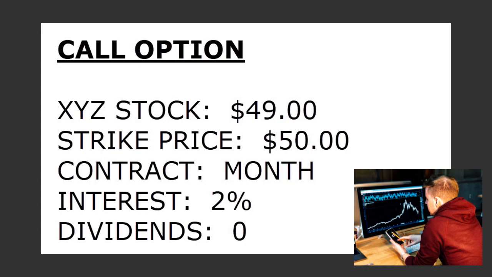So let's walk through a quick example. Let's say you're wanting to buy a call option on XYZ stock with a strike price of $50, expires in 1 month. Well, the current price of that stock is $49. The risk-free interest rate is 2%, no dividends. We plug those numbers into the Black-Scholes formula, we get an implied volatility of 22.76%.